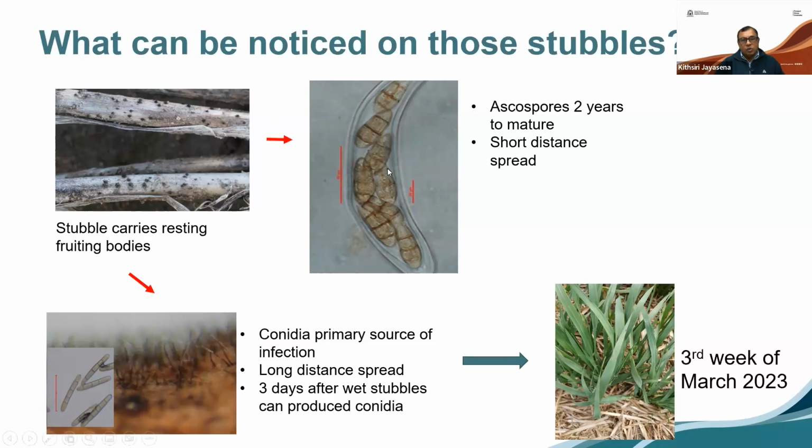One is the ascospores, the sexual stage, but they mature in 2 years and spread only a short distance. And the other one is the sausage-type spores, the conidia. And these conidia are the primary source of infection, and they can spread a long distance. Three days after wetting, stubbles can produce the conidia. And this is a shot of what we saw in 2023 with a lot of stubbles around, and some of these plants are infected with net blotch.